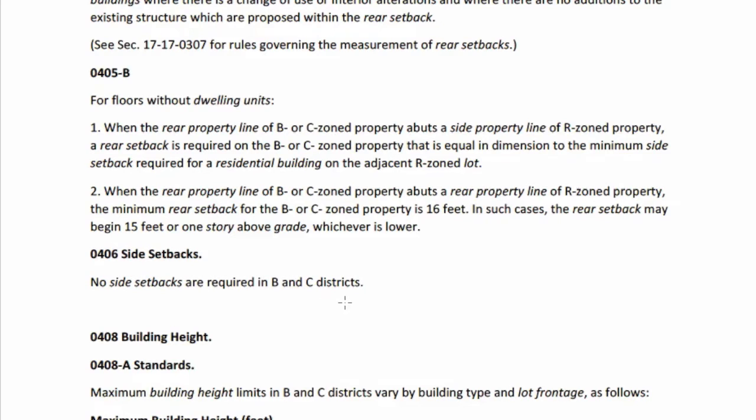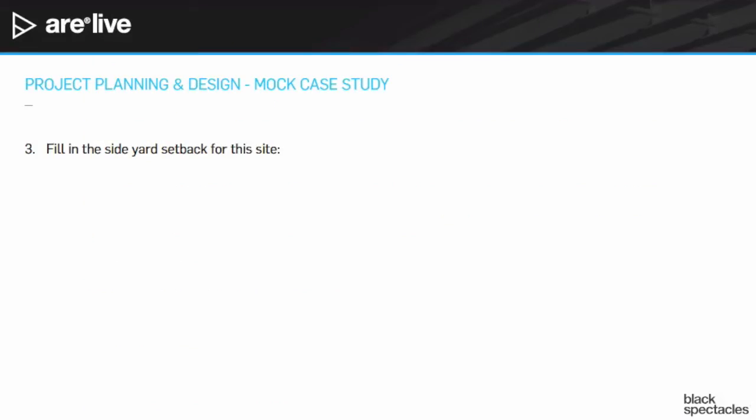No side setbacks are required in B and C districts. Well, that's an easy one. So the answer on three would be zero. Fill in the side yard setback. Setback is 0 feet.